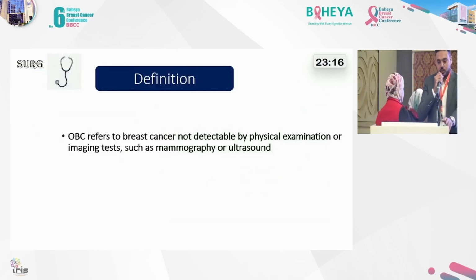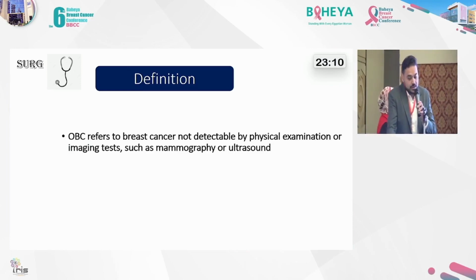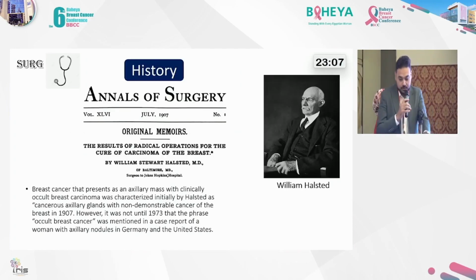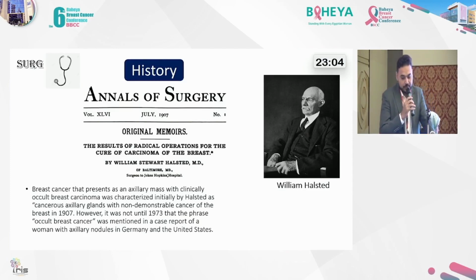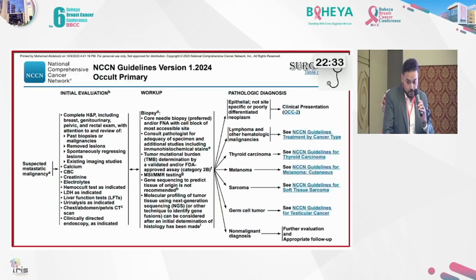Occult breast cancer refers to breast cancer not detectable by physical examination or imaging tests such as mammography or ultrasound. It started with the observations of William Halsted back in 1907, when he found a lot of patients with axillary masses without a primary breast cancer. Then it was reported in 1973, with the phrase occult breast cancer mentioned in a case report of women with axillary nodules in Germany and the United States. Occult breast cancer accounts for 0.1 to 0.8% of all newly diagnosed breast cancers, and the incidence has not decreased with the improvement in breast imaging.